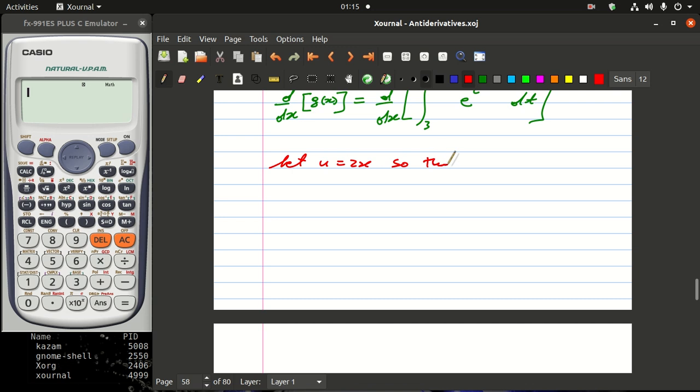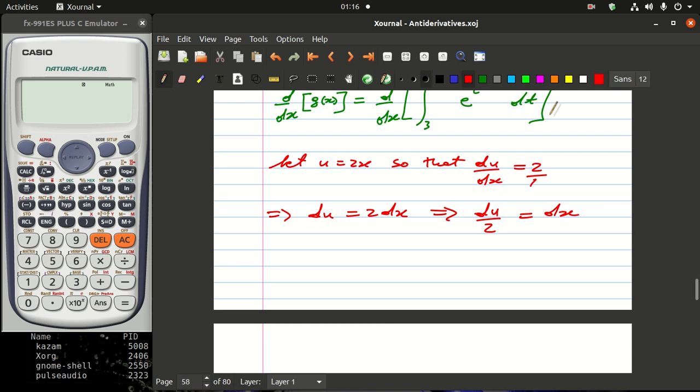So that when I'm taking du/dx, the derivative of this u with respect to x is going to be just a 2, and when I'm cross multiplying, I will end up getting du equal to 2 times dx, or simply put, du divided by 2 is equal to dx. And then we come here and solve this equation.